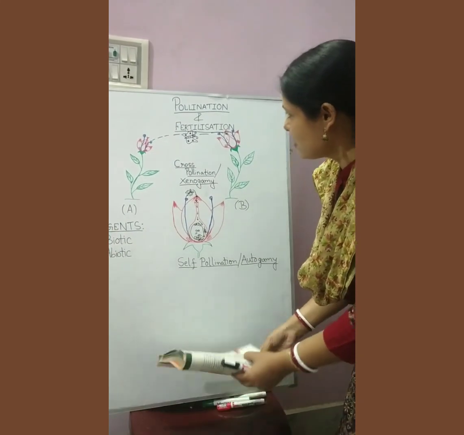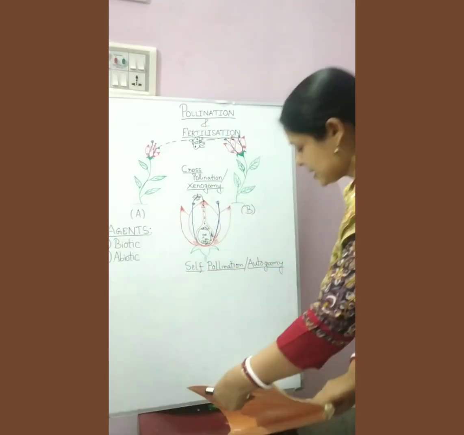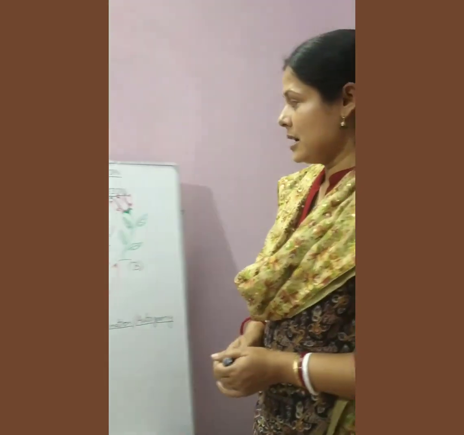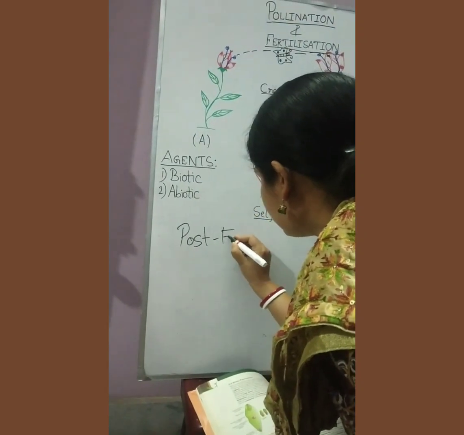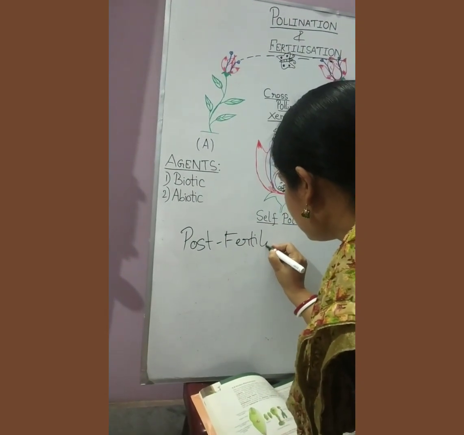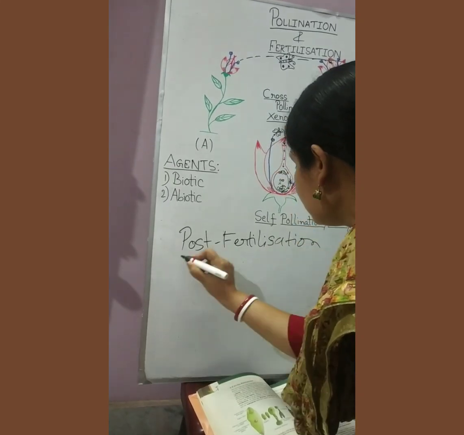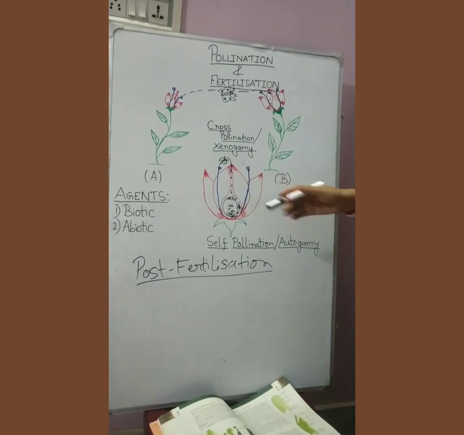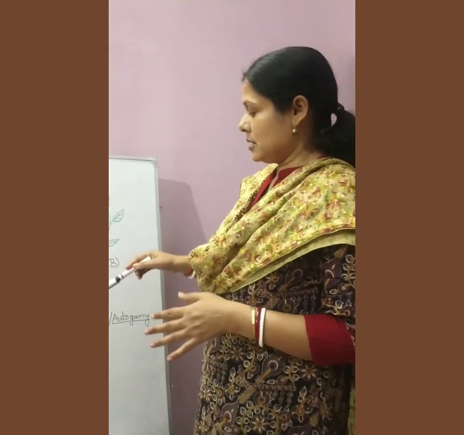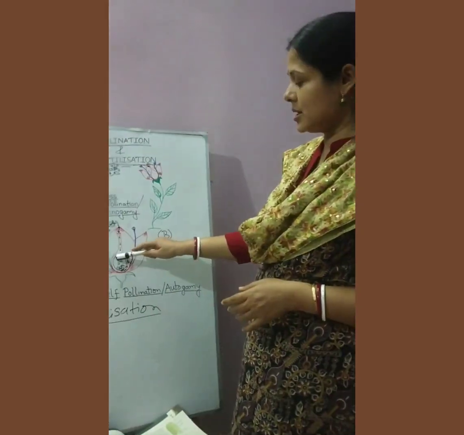Then next stage of this chapter, after the pre-fertilization is done, fertilization is done, next what? Next is called post-fertilization. Now this post-fertilization, after the double fertilization which we have just seen, then what happens is that this turns into the embryo and this one is the endosperm.